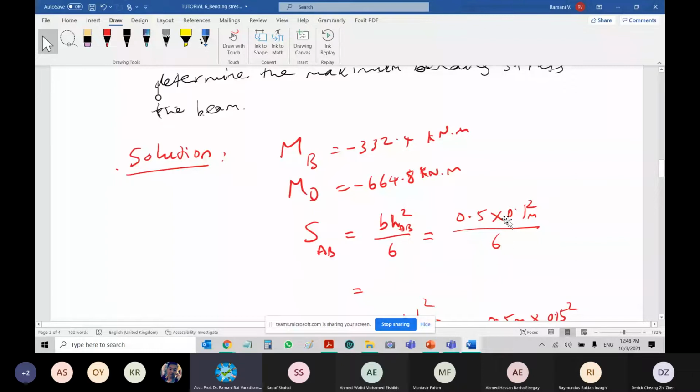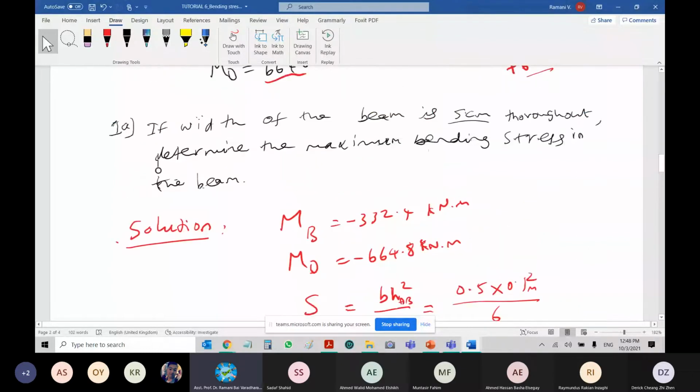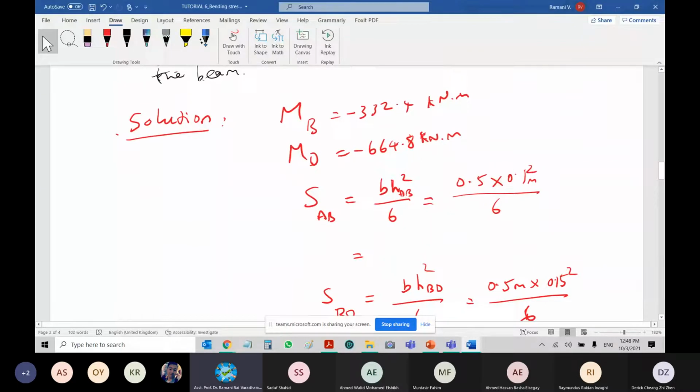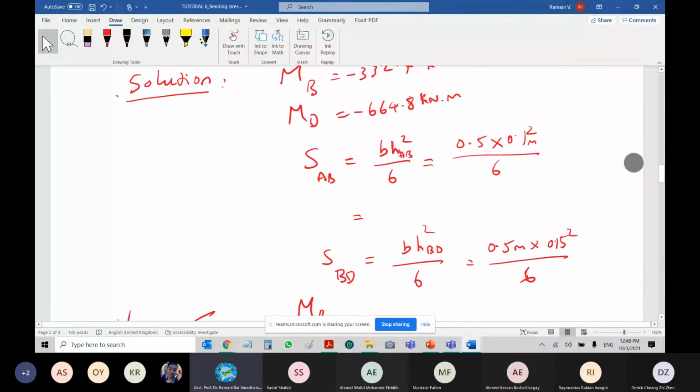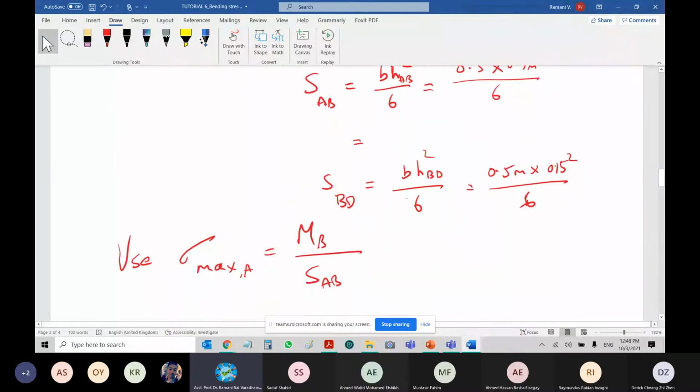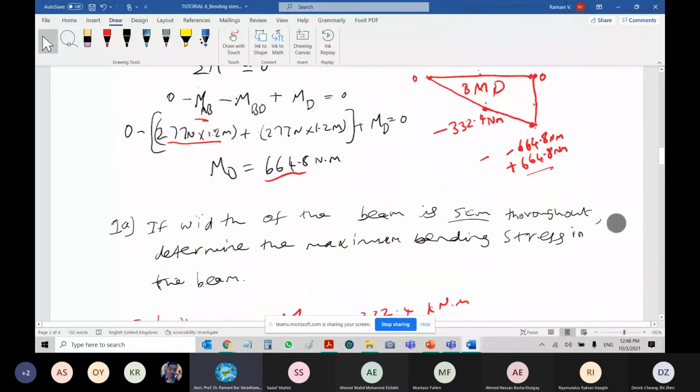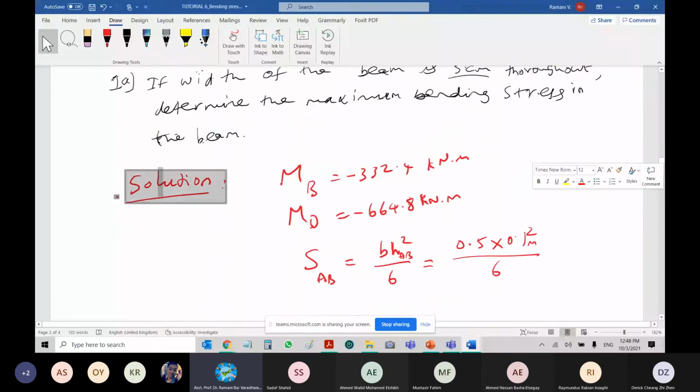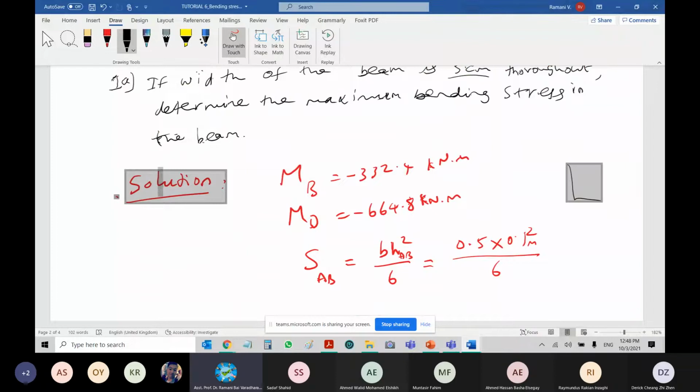And then the value of B, the width, is already given as 5 centimeters. So I change to meters, which should be 0.05, right? 5 centimeter should be 0.05. It's a cross section. When I draw, it's a cross section of that beam. Width is 5, so put it as 0.05.